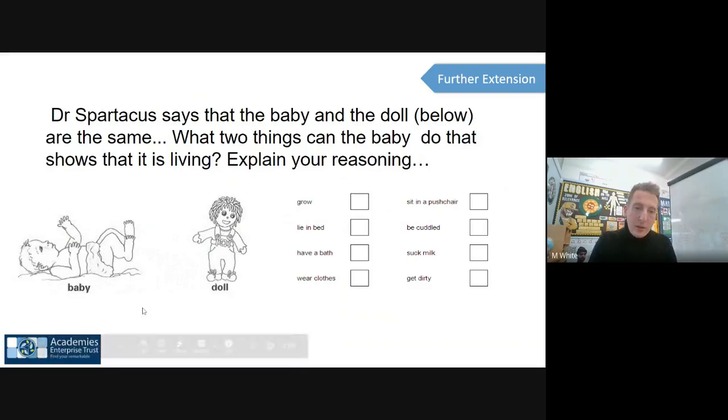Funny eyes. Cool hair. Baby's lying down.